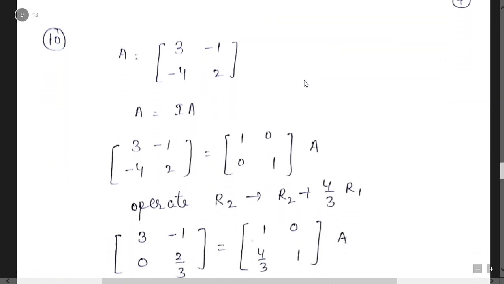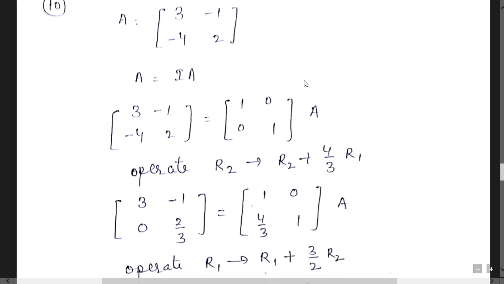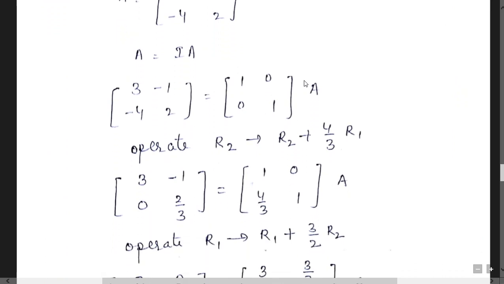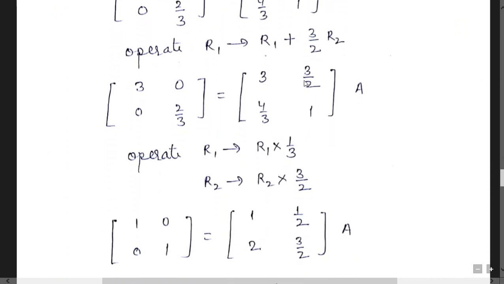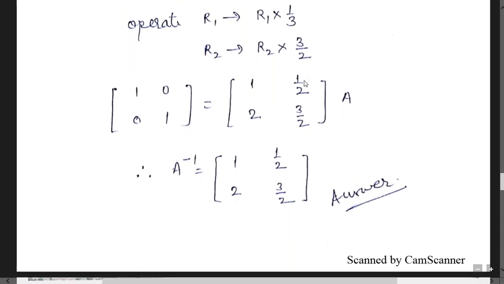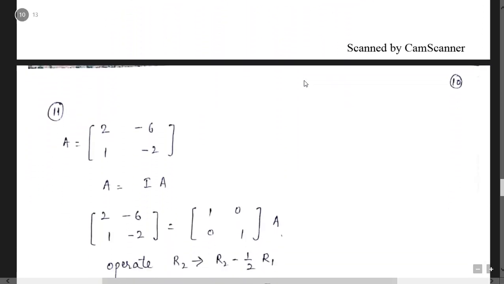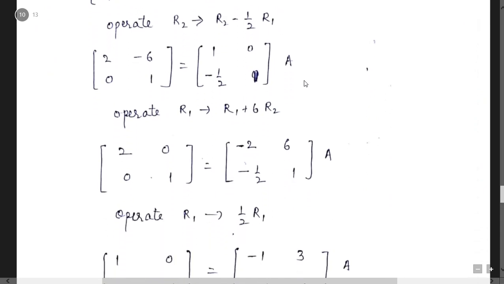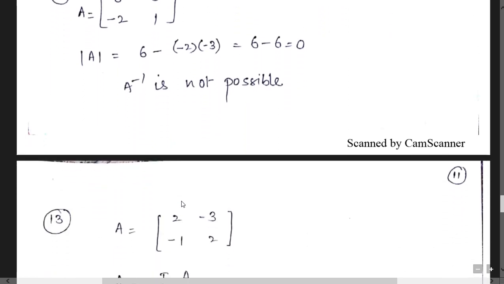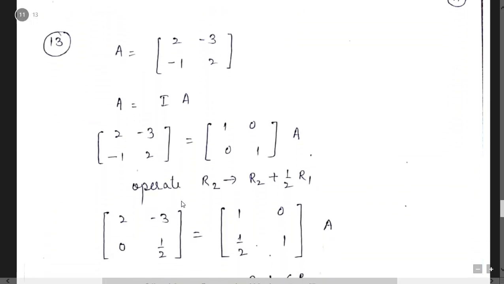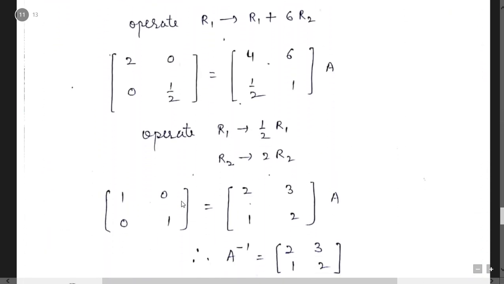It's a 2 into 2 matrix. Again, you just have to convert the secondary diagonal elements into 0, and after that you will find the matrix on the right hand side equal to the inverse of the matrix. Question number 11, it's also the same. Question number 12, look at this question. Okay, in this the determinant of the matrix is 0. It means the inverse of the matrix is not possible. Now question number 13, it's again the same.